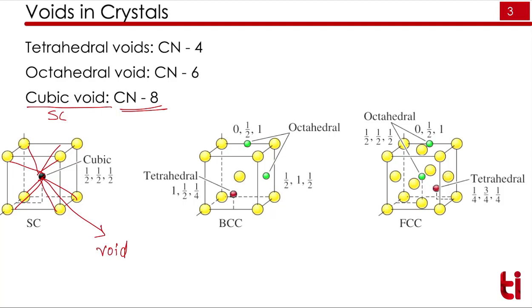In the tetrahedral void, the coordination number is 4. Tetrahedron is the shape of the void, and that is formed by 4 atoms. In the octahedral void, the coordination number is 6, and it forms an octahedron. There are different voids in BCC and FCC. In BCC, we have tetrahedral void and octahedral void, and in FCC and HCP also.